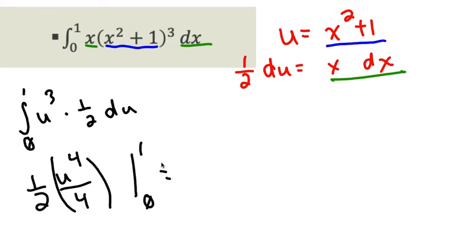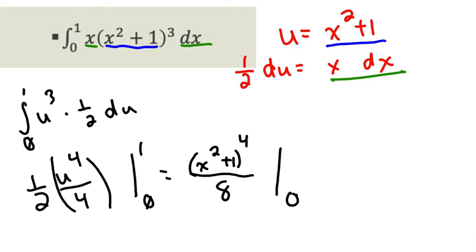But before that, we do need to rewrite this. So let me, first of all, we'll say 2 times 4 is 8. There's my denominator. Numerator, I end up with x squared plus 1. That quantity is to the 4th power. We're going to evaluate this from 0 to 1.